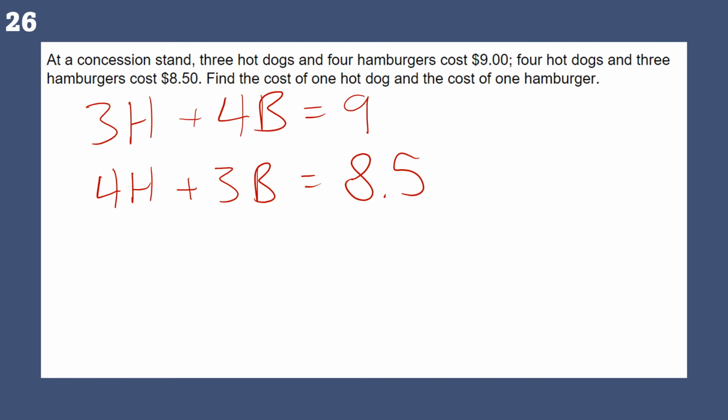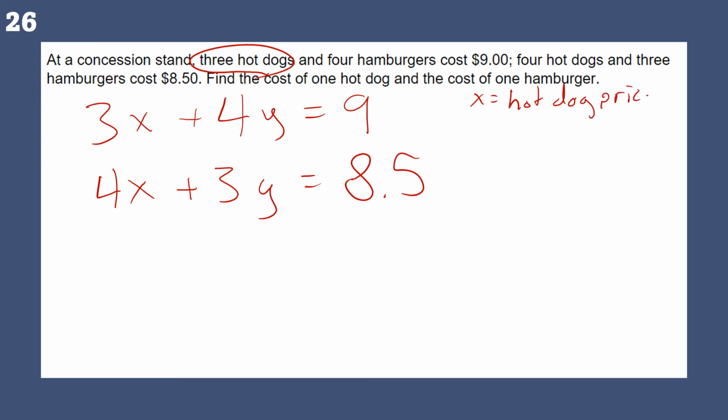Now, I used H and B, and I think that's clear. But then again, hot dog and hamburger both start with H. So you might want to use X's and Y's. And the problem with switching to X's and Y's, they're usually pretty comfortable to work with, is you need to make a note somewhere of what the X represents. The X represents the hamburger price. No. What did the X represent? Make sure you pay attention. Three hot dogs. All right. Three hot dogs. So that's the hot dog price. And the Y represents the hamburger price.